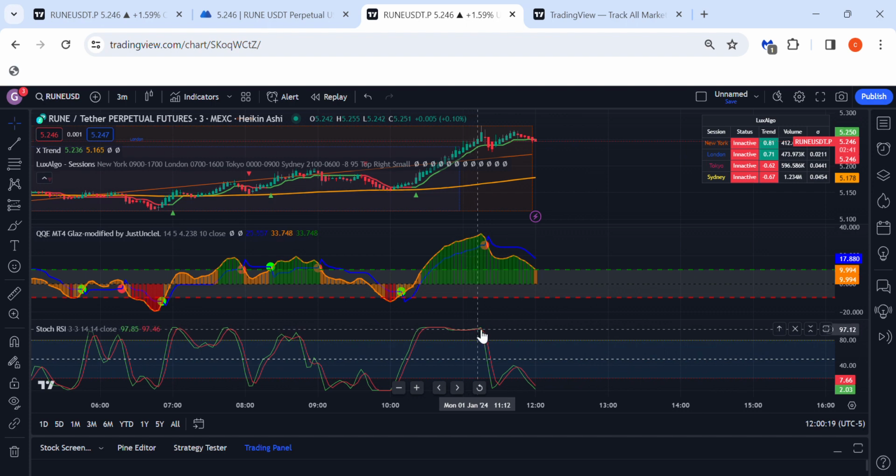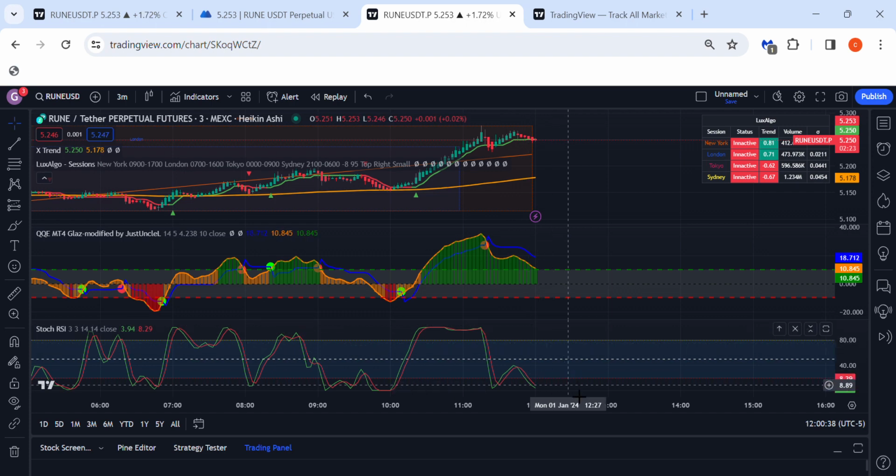Look, right here. When it was on top and it crossed. So the red one was on the top heading down. Look at the profits. Look right here. So please be patient and wait for the 3 minutes to be on the top. And then you can take that trade going down.